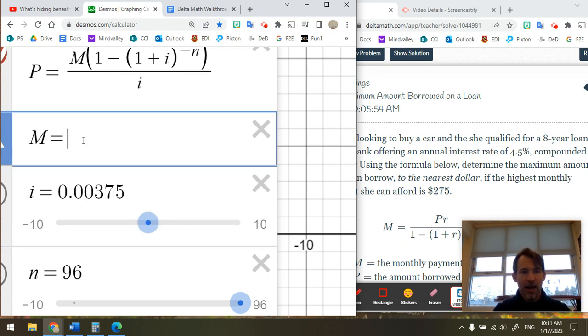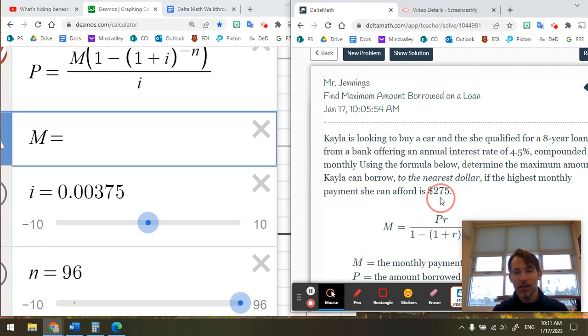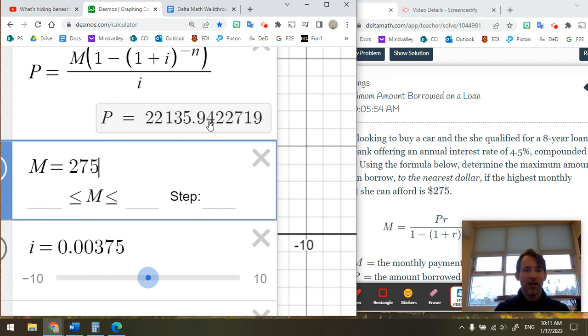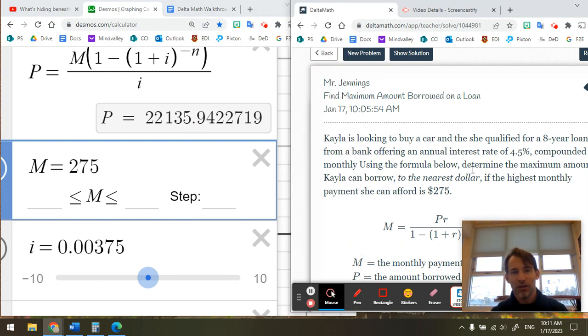There. And M is the monthly payment. The maximum she can afford is $275. So let's put that in there. Oh, she can afford a car that's $22,135.94 to the nearest dollar. So 22136.